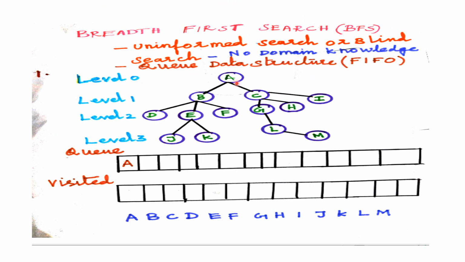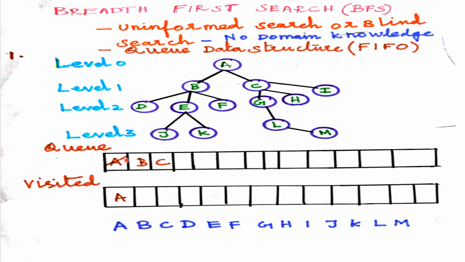What is the first step? Take the root node and enqueue it in the queue structure. Then after enqueuing, we dequeue A, keep A in the visited list, and explore A. The children of A are B and C. Next, we keep B and C in the queue structure.